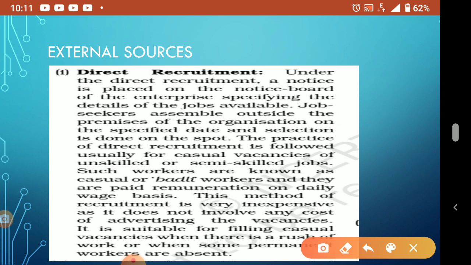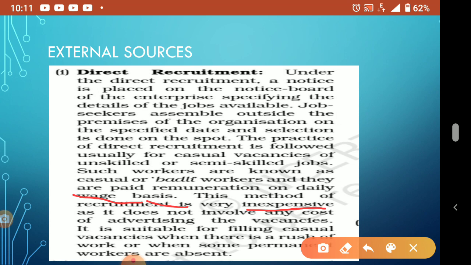Such workers are known as casual or badli workers, and they are paid remuneration on a daily wage basis. How will they get their money? Daily wage basis only. Daily 350 rupees or daily 700 rupees, like that it will be given. This method of recruitment is very inexpensive, as it does not involve any cost of advertising the vacancies.